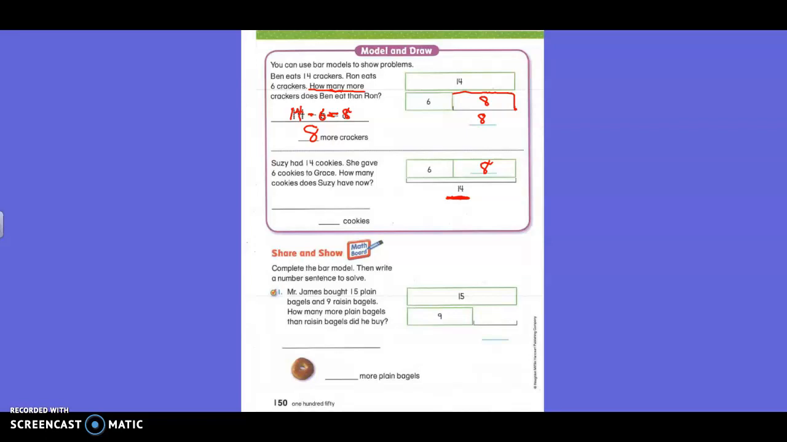Now, can you help me write the number sentence? What's my first number going to be in a number sentence, Isaac? 14. Since it's the biggest number. What's my second number going to be, Grayson? 14 minus what? 6. Equals, everybody? 8. So Susie will have how many cookies left? 8. Very good. Okay, now we're going to share and show with the partner.